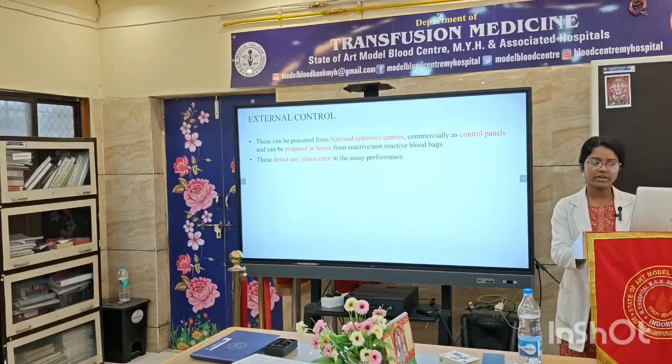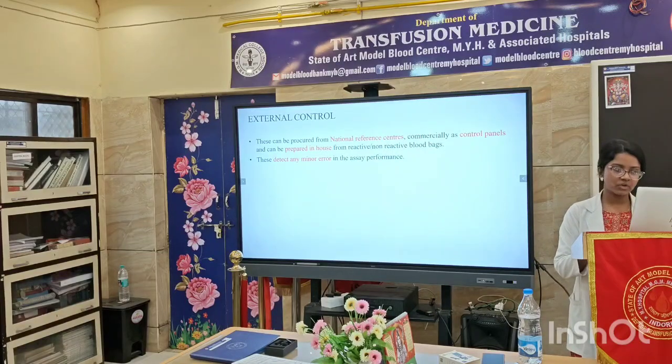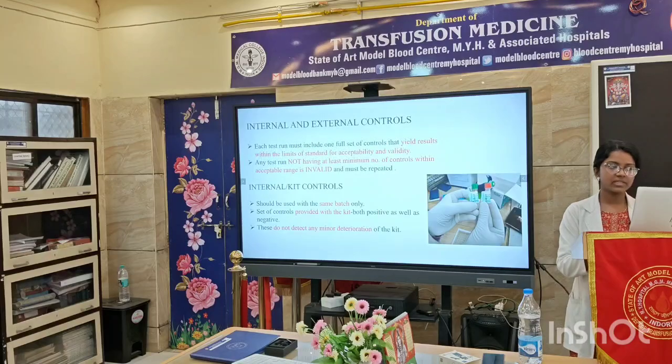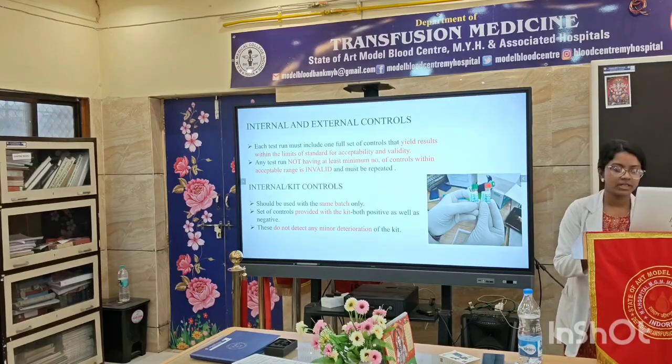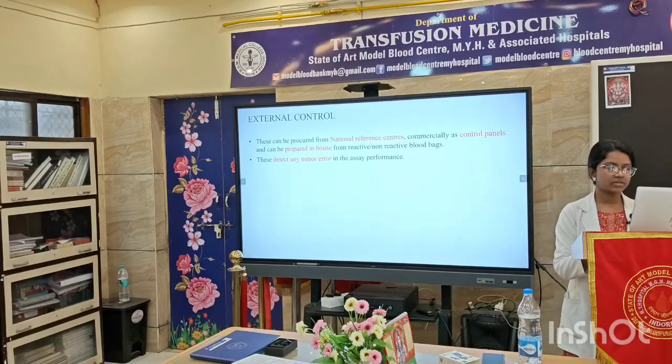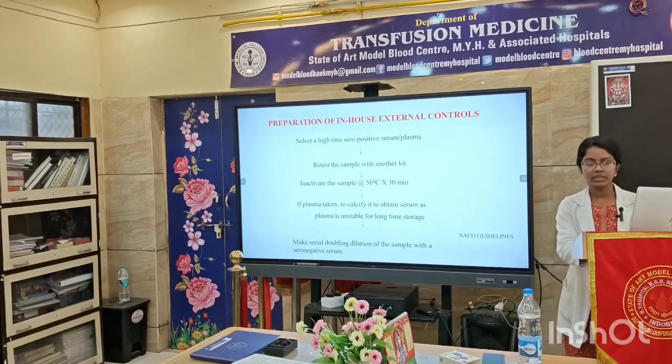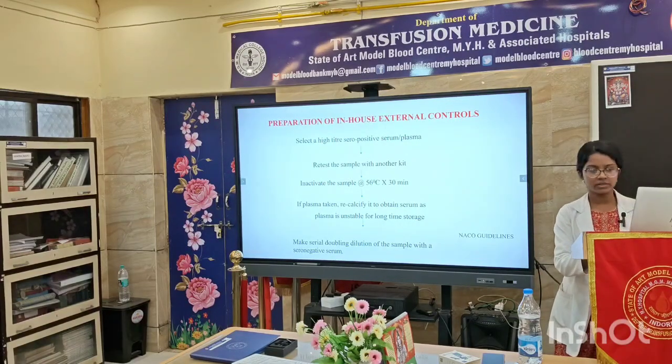We can get it from national reference centers commercially as control panels, and this can also be prepared in-house from reactive and non-reactive blood bags. The advantage is these detect any minor error in the assay performance. Whereas internal controls do not detect any minor deterioration, and external controls can help us with that. So how are we going to prepare the external controls, the in-house external controls?